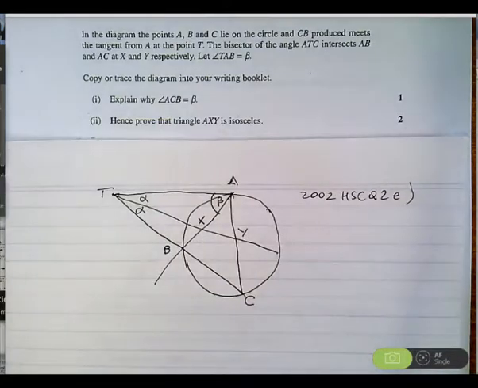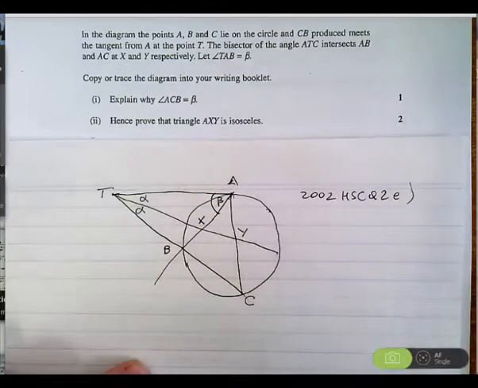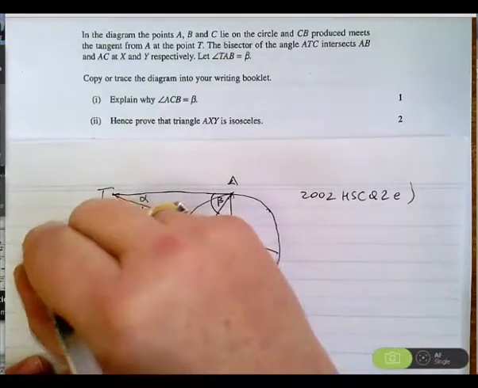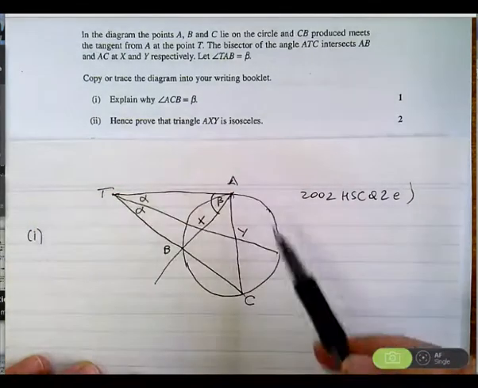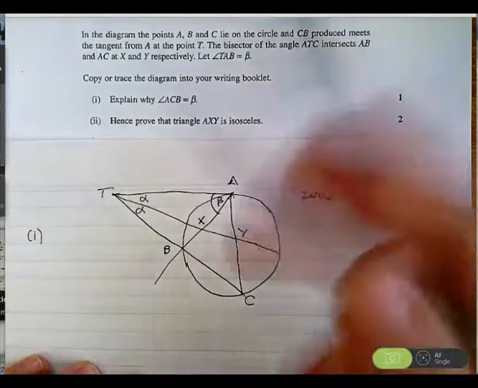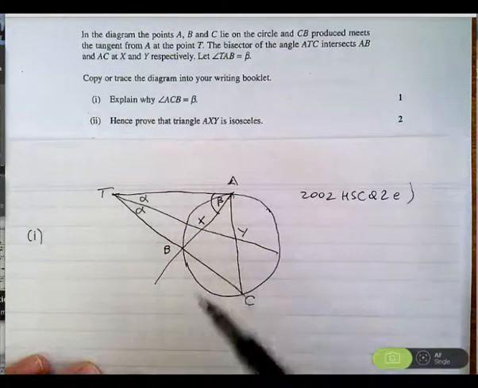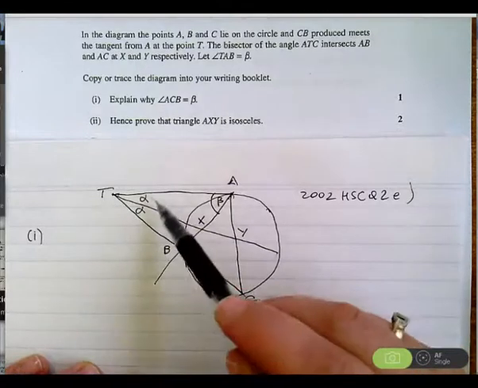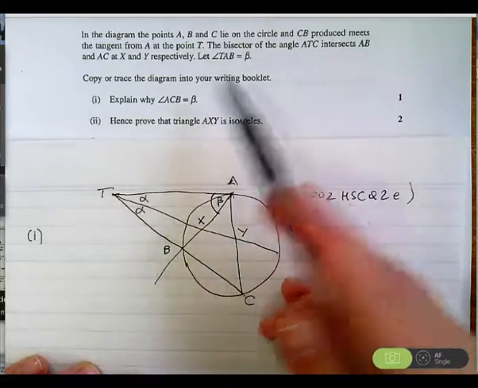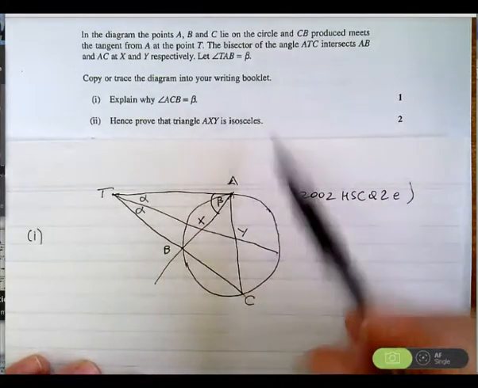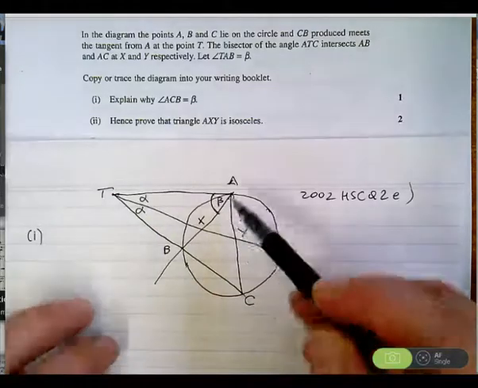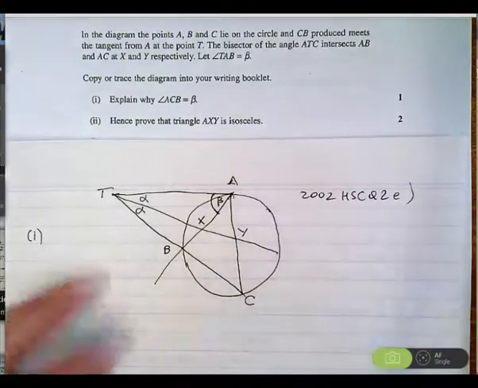Okay, first we need to explain why angle ACB equals beta. So part 1, explain why angle ACB equals beta. Hopefully you've already read everything. We know that TA is a tangent, that this TY bisects angle ATB. That's all in that question. Okay, and angle TAB is beta. So this angle here is beta. You have to explain why angle ACB is beta.